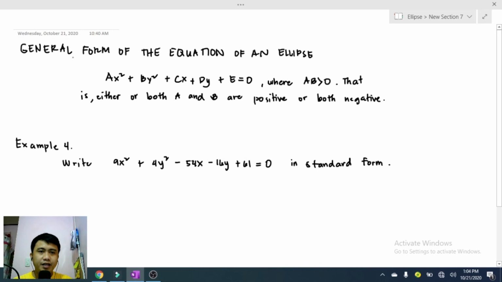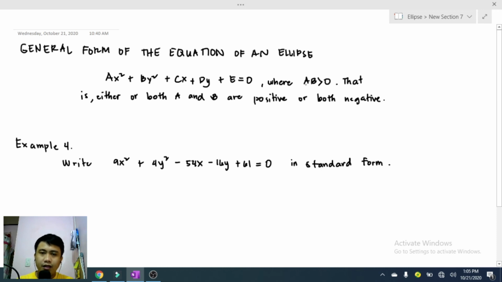Okay, so we have the general form of the equation of an ellipse. Ito yung general form natin ng equation ng ellipse natin. We have ax squared plus by squared plus cx plus dy plus e is equal to 0, where ab is greater than 0, or the product of a and b. Itong a and b, dapat daw positive. That is either both a and b are positive or both negative. So para maging positive yung product nila, dapat parehas na positive yung A and B or parehas na negative.